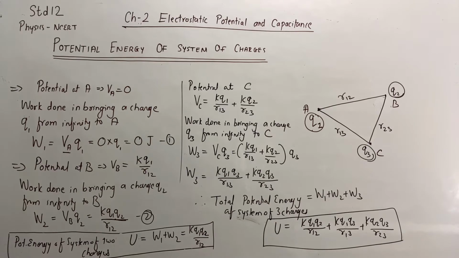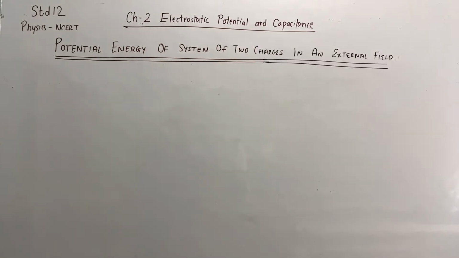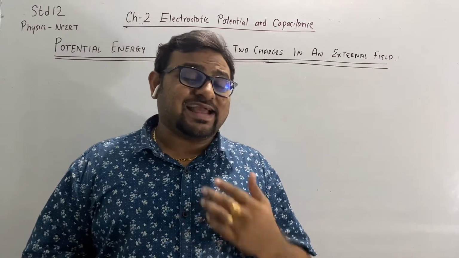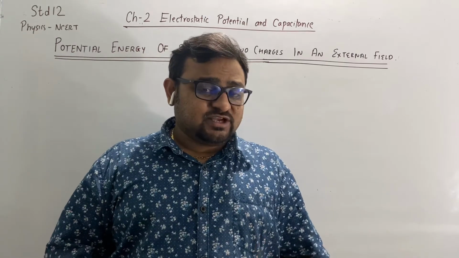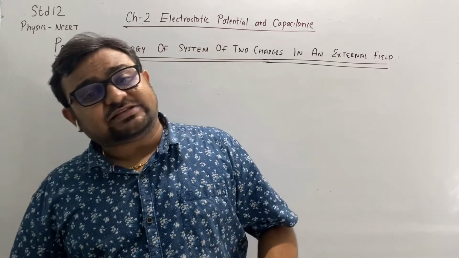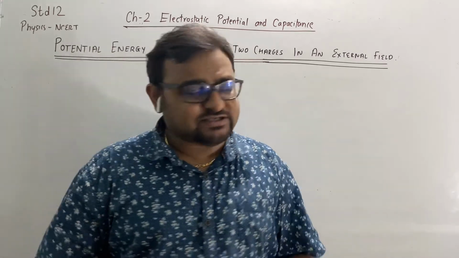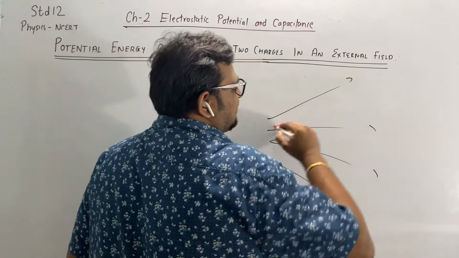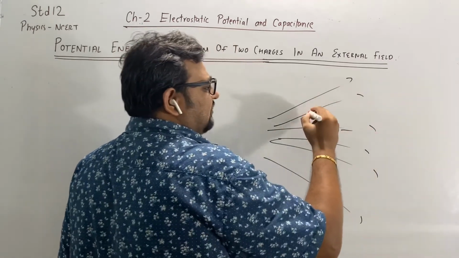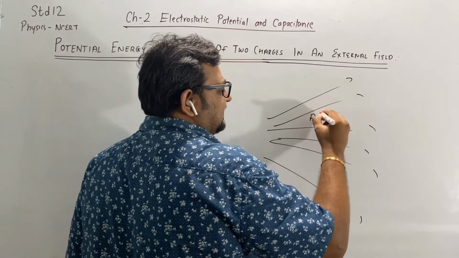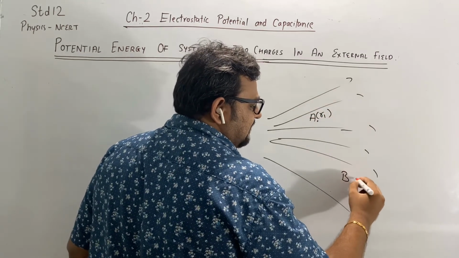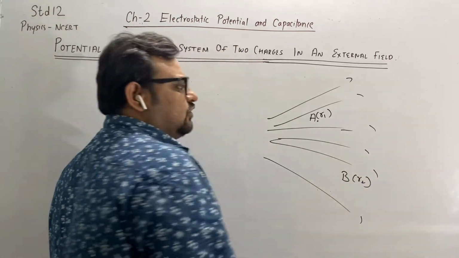Okay, now let's move to the next topic. Next is potential energy of a system of two charges in an electric field. See, that means now an external field already exists. So let's say that this is an external electric field existing. Now there are 2 points, A and B. Let's take the position of A as R1 and point B having position R2.